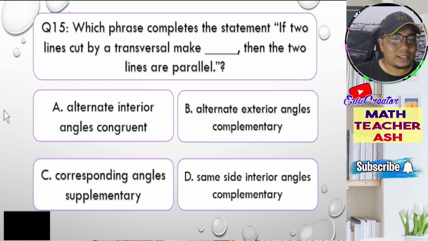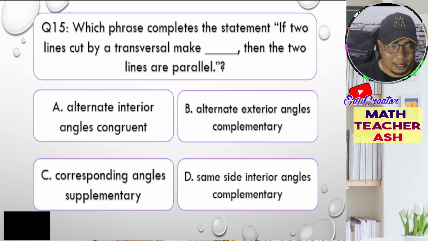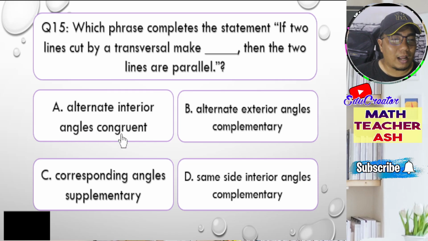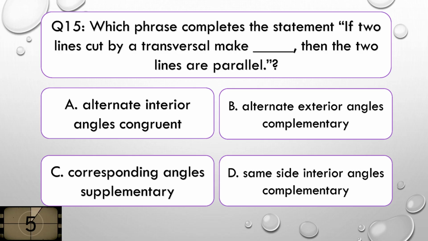Which phrase completes the statement, if two lines cut by a transversal make blank, then the two lines are parallel? Is it A, alternate interior angles congruent, B, alternate exterior angles complementary, C, corresponding angles supplementary, or D, same side interior angles complementary? I'll give you 5 seconds to think about your answer.